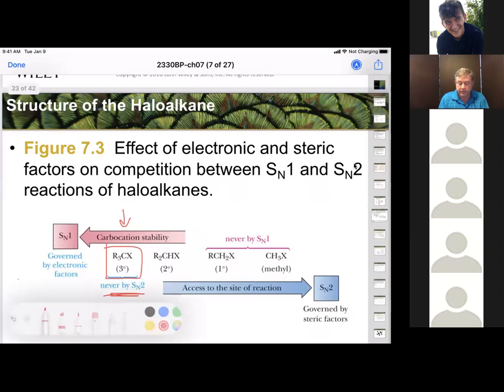Okay, let's look at the other end here. When we have a methyl group there, we only have hydrogens on that back.